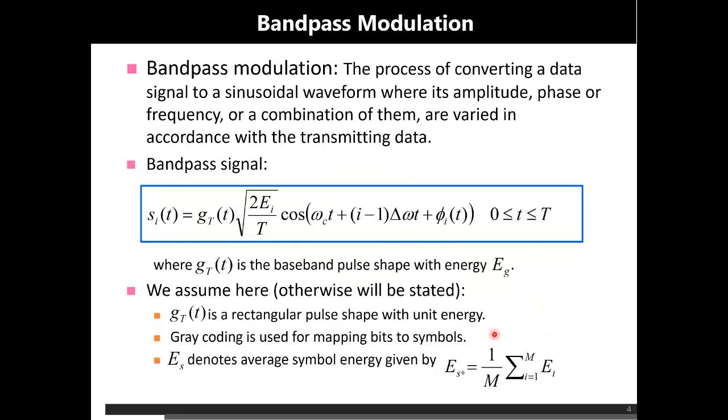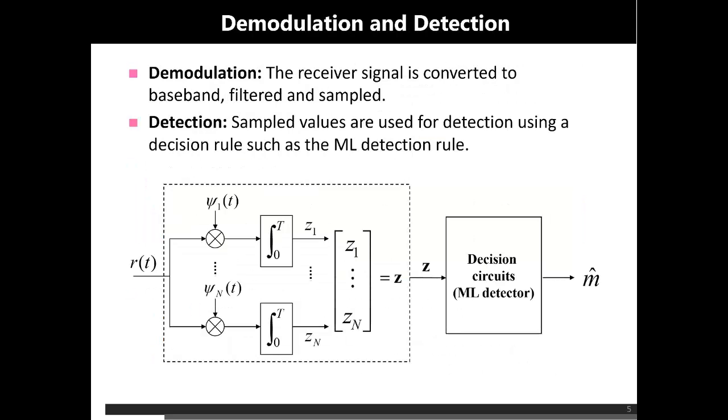And Es denotes the average symbol energy, which is given by this particular expression, which is 1 over M summation of Ei, where Ei is the energy of the ith symbol. So we will compute the average energy by adding all the energies of the symbols divided by the total number of symbols. So this is the concept of bandpass modulation.